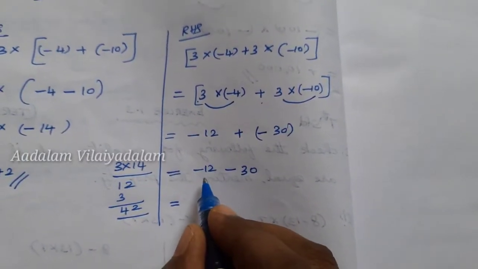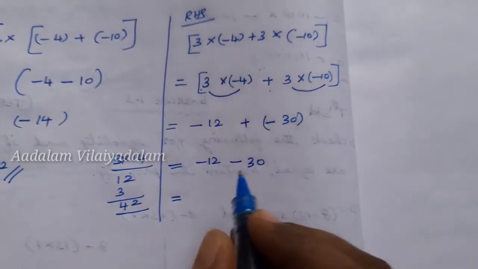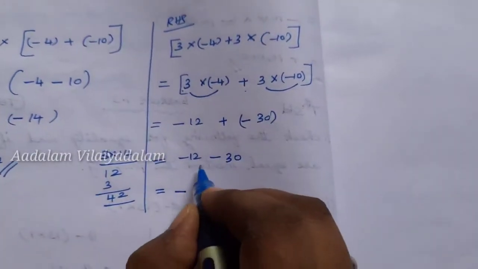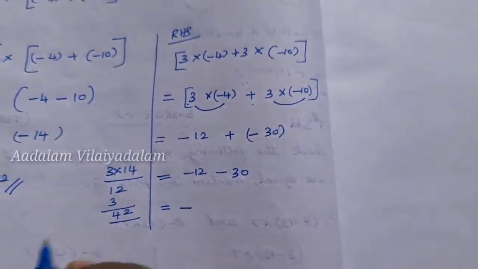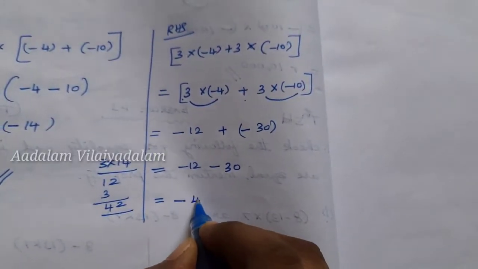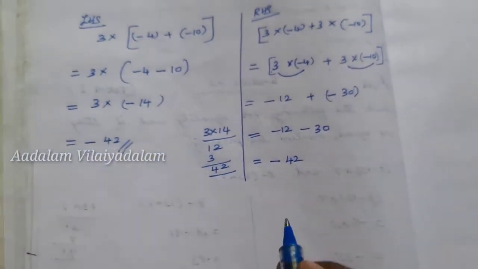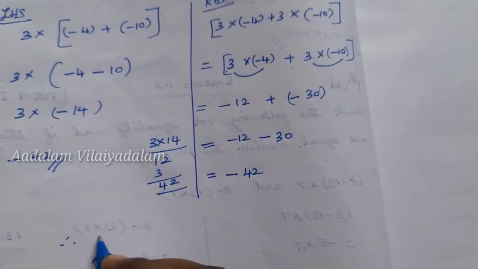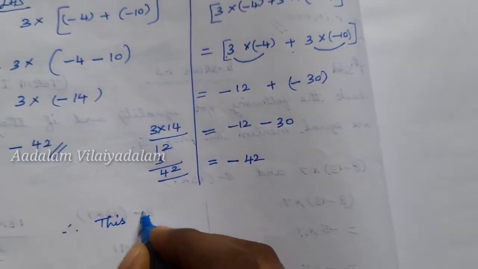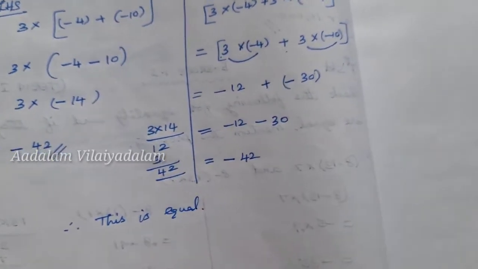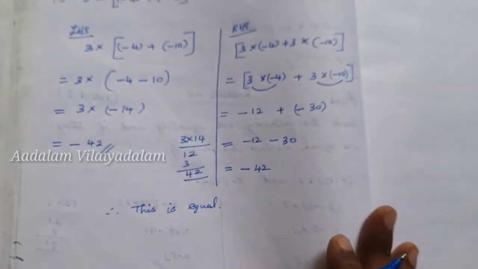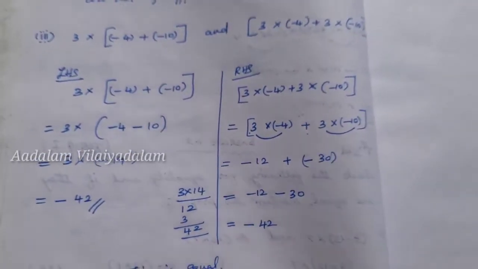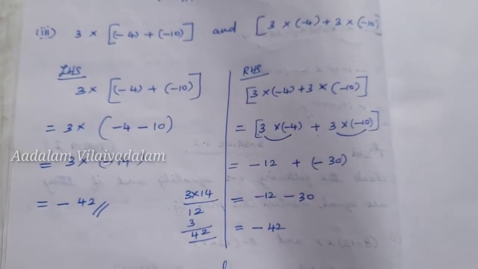Which means if there exists same sign, you have to use the same sign and you have to add the values. So 30 plus 12 you will get 42. Now you see, therefore this is equal. So we have found that this subdivision is equal. Then we have to find the property. How can we find the property?